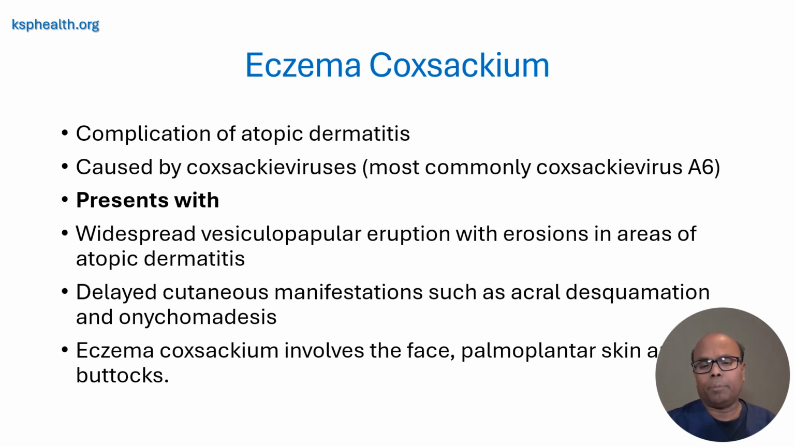The next one is Eczema Coxsackium. Again, it is a complication of atopic dermatitis. It is caused by Coxsackie viruses, most commonly by Coxsackie virus A6. It presents with widespread vesiculopapular eruption with erosions in areas of atopic dermatitis. Delayed cutaneous manifestations such as acrodesquamation and onychomadesis can happen. Eczema Coxsackium involves the face, palmoplantar skin, and also buttocks.